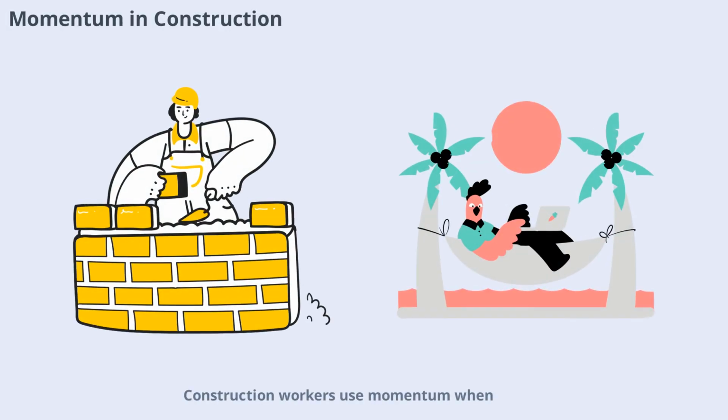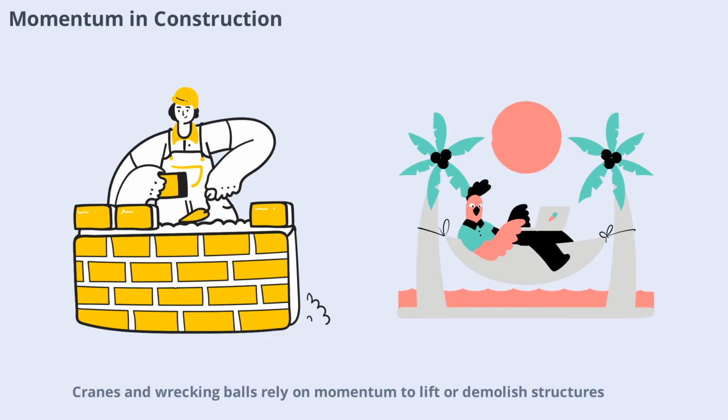Construction workers use momentum when operating heavy machinery or moving materials. Cranes and wrecking balls rely on momentum to lift or demolish structures. Proper training ensures that momentum is used safely and efficiently on the job site.